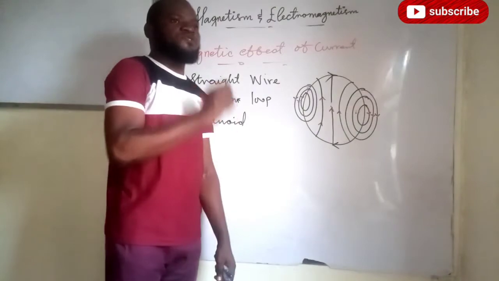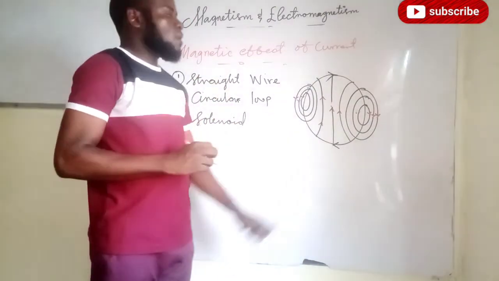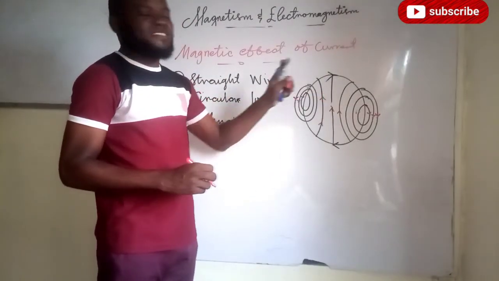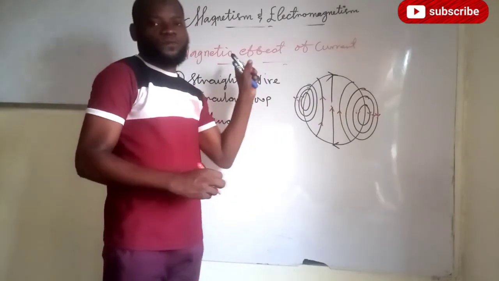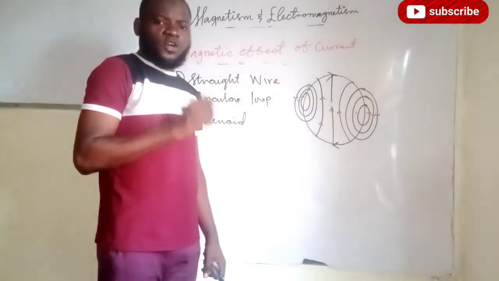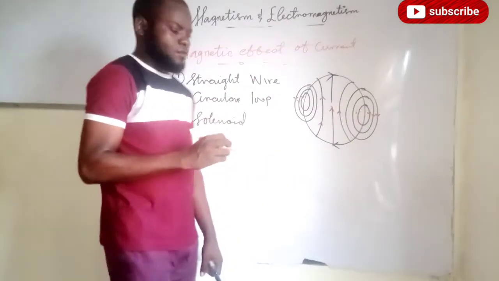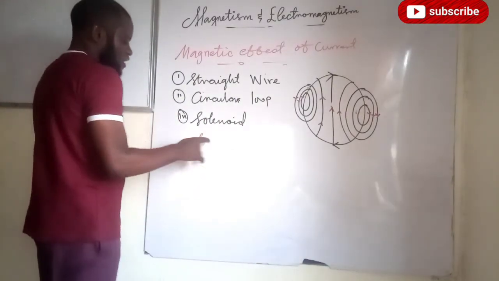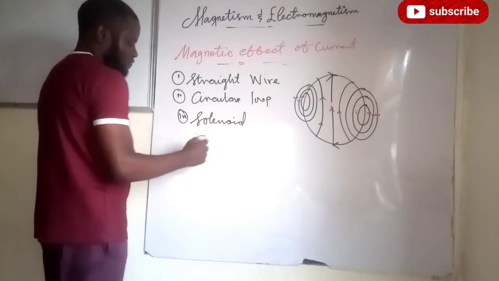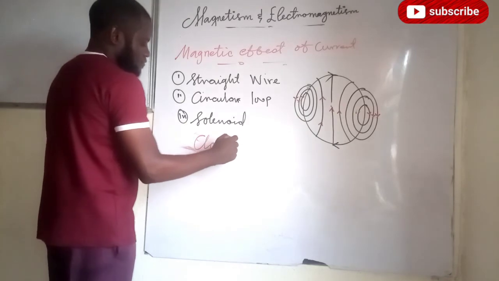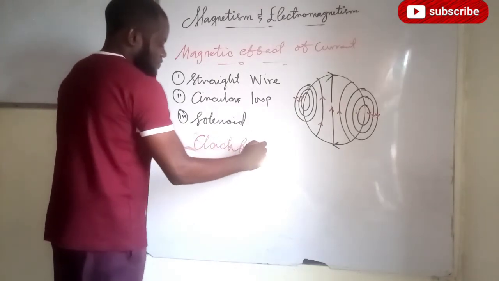Another question now that you need to understand about this is, where is the north pole and the south pole of this conductor? How can we get the north pole and the south pole of the conductor? We can then use the clock face rule.